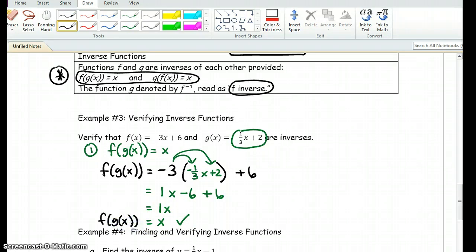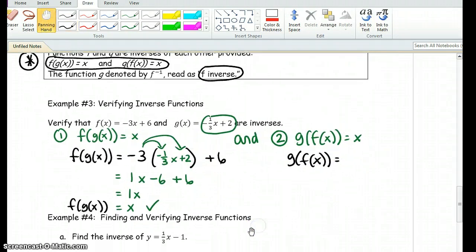Now we do need to still clarify the second part, because remember it said and. The second part needs to be true, which means that g of f of x has to equal x. So that's the next thing we're going to prove. I'm going to write g of f of x, and in this case the f function will go inside the g.